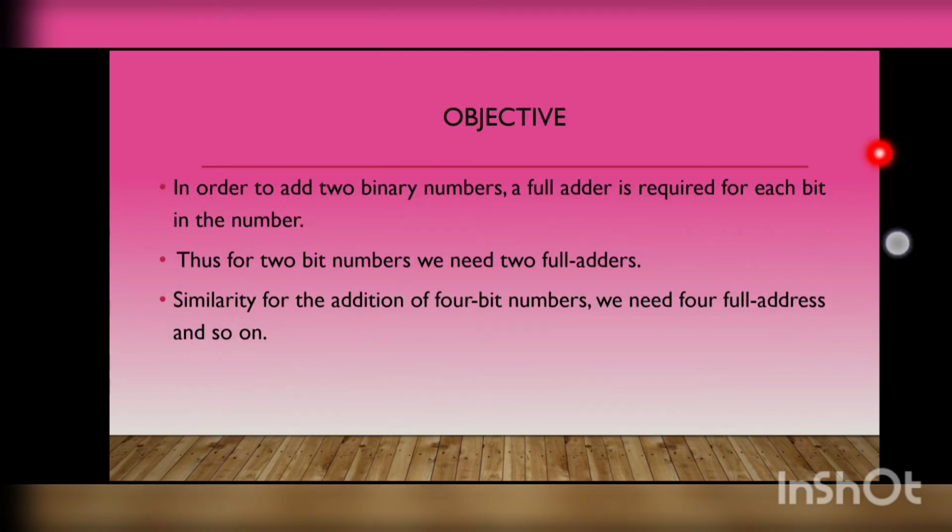Objective. In order to add two binary numbers, a full adder is required for each bit in the number. Thus, for 2-bit numbers, we need two full adders. Similarly, for the addition of 4-bit numbers, we need 4 full adders and so on.